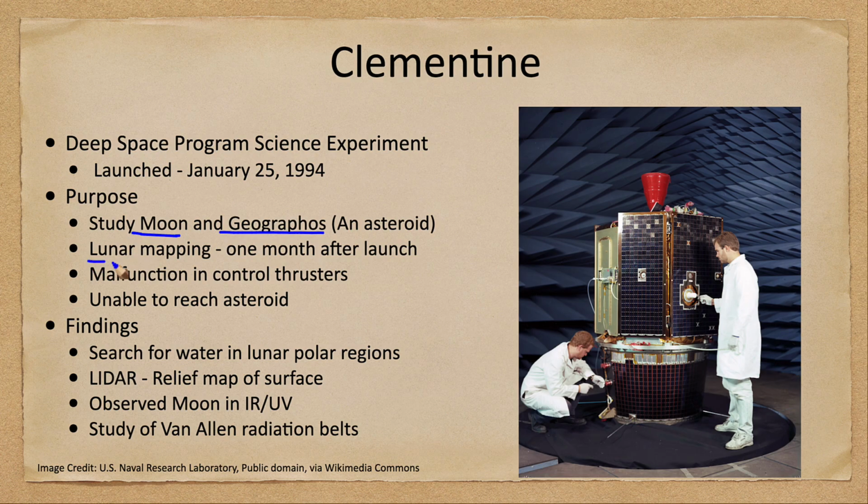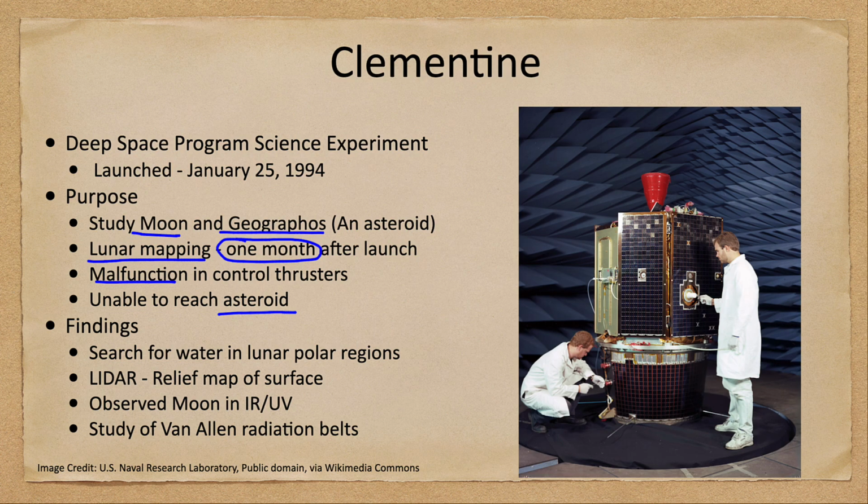So it started off with going to the moon and going into lunar orbit and doing lunar mapping. And that started about 1 month after the launch. It actually finished that mission and then was sent out of lunar orbit and back to Earth. And unfortunately, at that point, there was a malfunction in the control thrusters that put it into a permanent spin, making it unable to reach the asteroid.